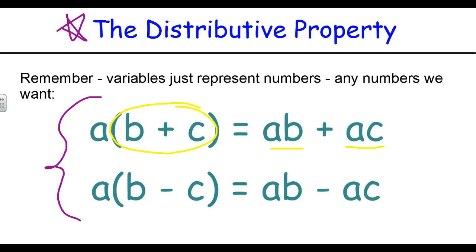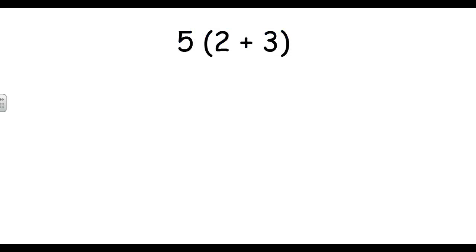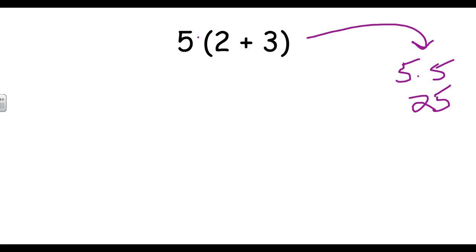So let's take a look at what that means when we just have numbers. Let's say we have 5 times the quantity of 2 plus 3. Now the order of operations would tell us that we should add the 2 and the 3 first to get 5 times 5 and end up with 25. And that would be a totally correct use of the order of operations.